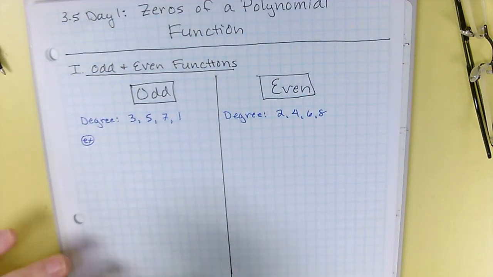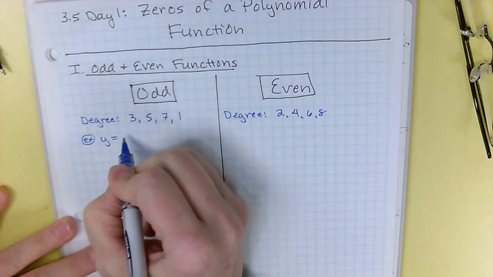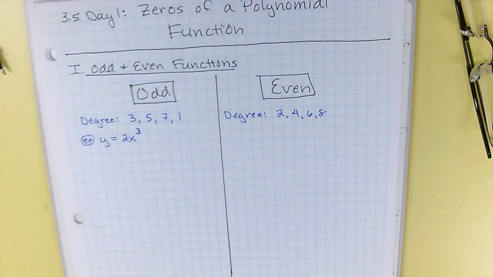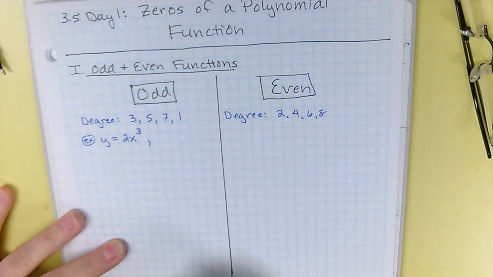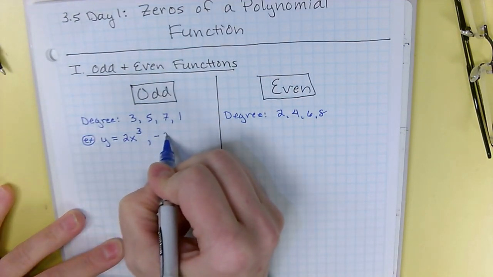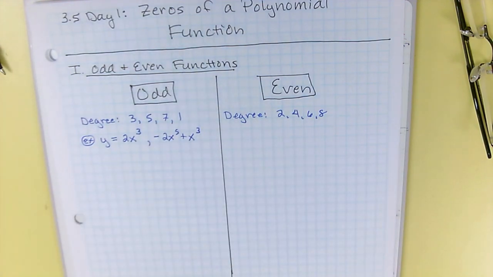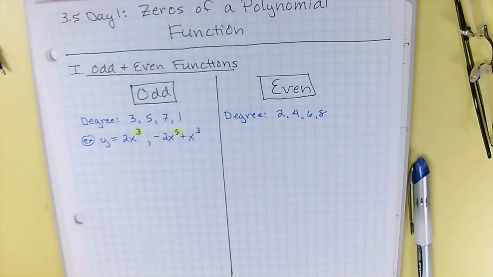Let me give you an example of an odd function. Y equals 2x cubed. That is definitely an odd function. And then something like negative 2x to the 5th plus x cubed is another type of odd function. And again, you know it's an odd function because the highest power on the x is an odd number.